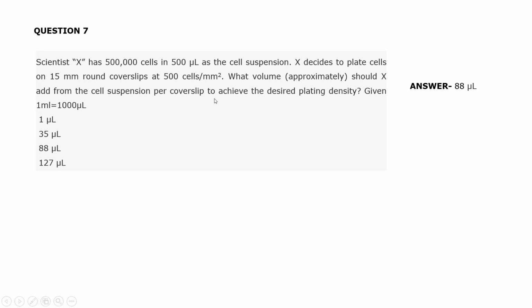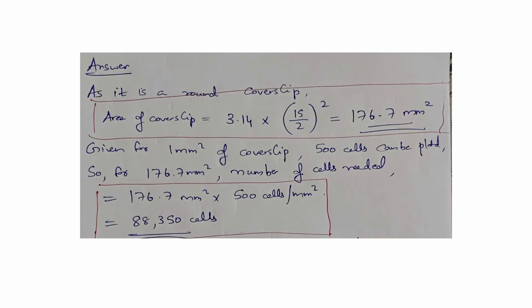Earlier we wanted to find the number of cover slips that could be utilized at a specific density. In this case, what should be the volume that should be added from the cell suspension per cover slip to achieve the desired plating density? They want to know the volume, not the number of cover slips.